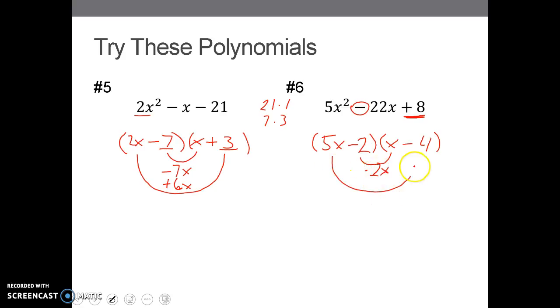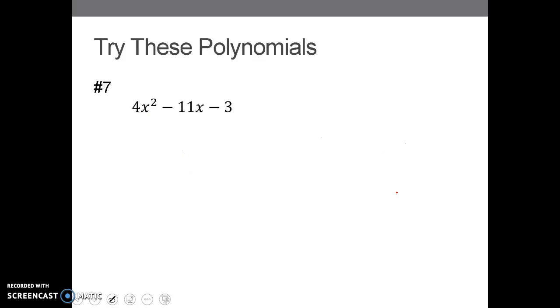And if I check my outside terms, 5 times negative 4 is negative 20x. And if I add them together, that gives me negative 22x. So my two factors are 5x minus 2 and x minus 4. Let's move on here. Number 7.